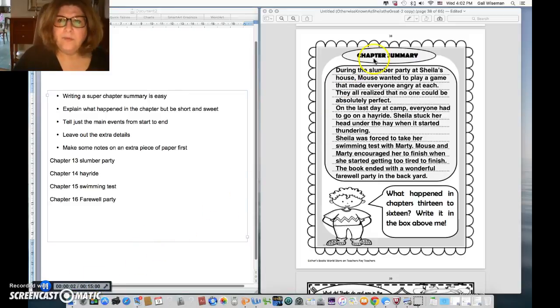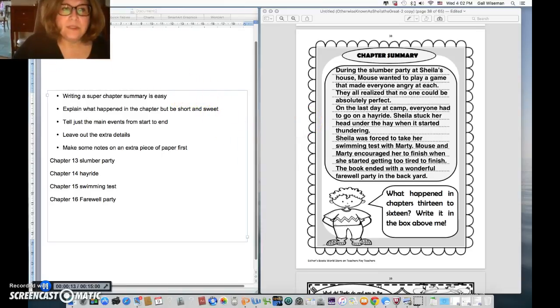Here we have a copy of your chapter summary list, and here's a little bit of a summary that I wrote for you to take a look at. The most important thing that you need to remember, boys and girls, is that writing a super chapter summary is actually very easy. What you have to do is explain what happened in the chapter, but you have to be short and sweet.